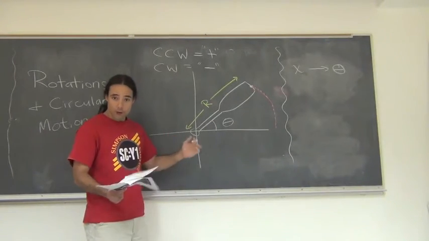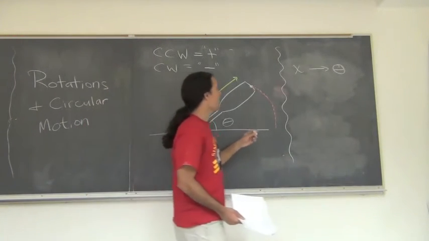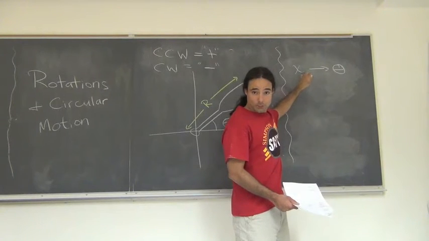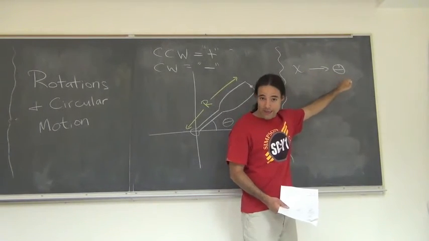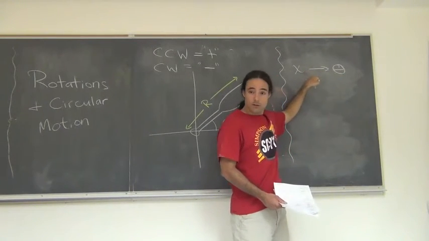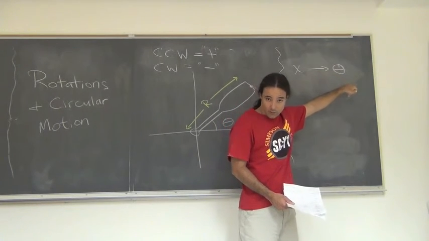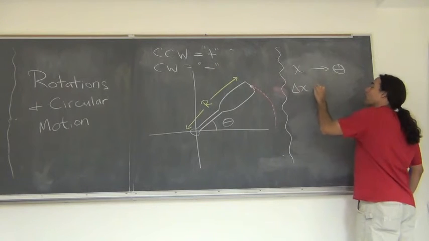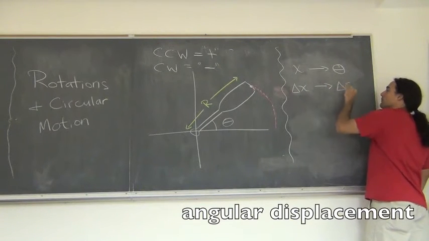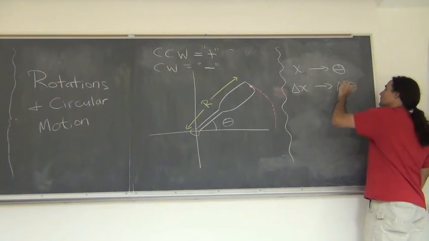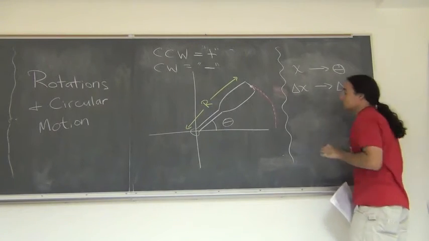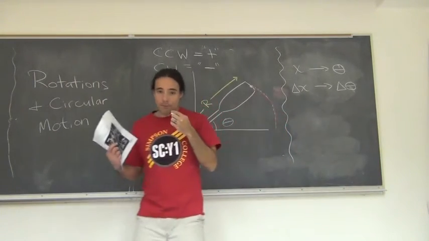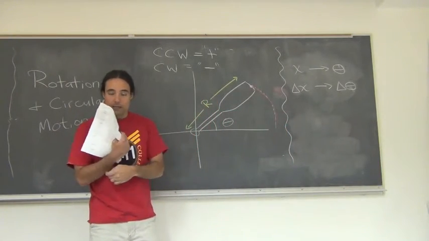And it will be true for all different types of positions. So just like I had an initial position before, I'm going to have an initial angle now. Just like I had a final position before, I now have a final angle. Just like I had a displacement before, I'm going to have an angular displacement. So position has its own version in angle.